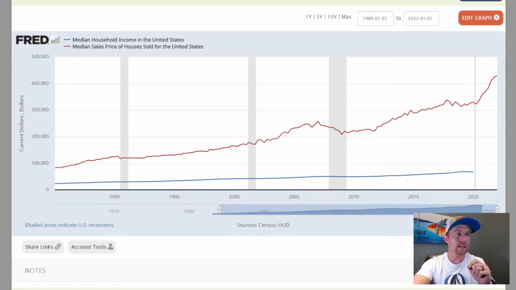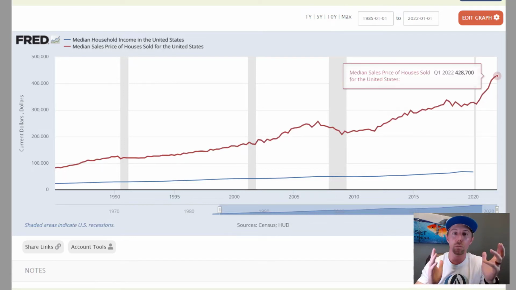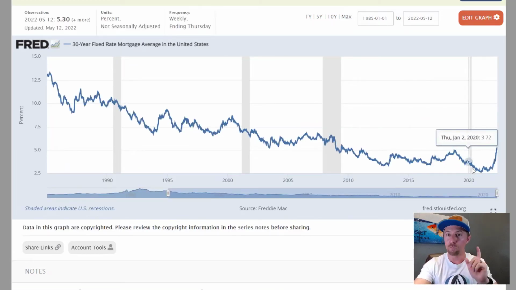So if you were to take $428,000 and then you were to divide it by $79,000, it would put our price to income ratio at 5.4, which is slightly higher than the peak that we saw in 2007. So if we were in a bubble in 2007, what does that mean for us right now? Now, of course, mortgage rates today have fueled some of that price growth.